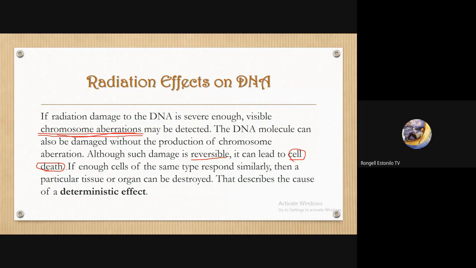So, if cell or enough cells of the same type respond similarly, then a particular tissue or organ can be destroyed. And that describes the cause of a deterministic effect. Again, when we say deterministic, that is an early effect of radiation.